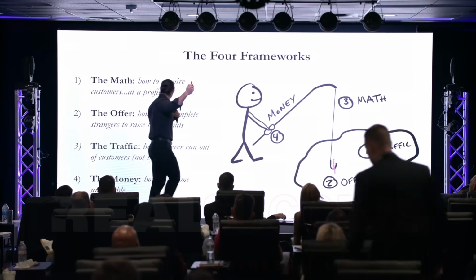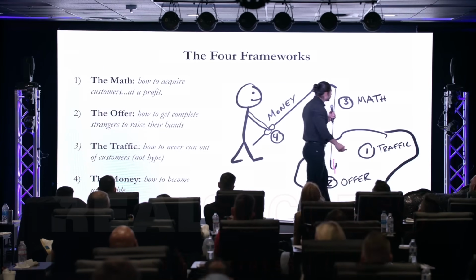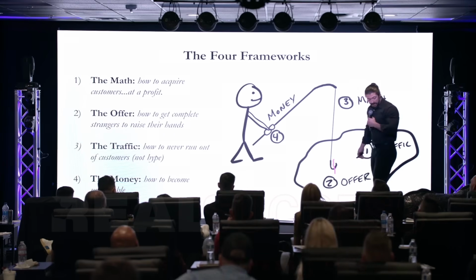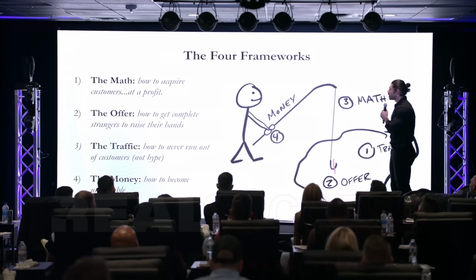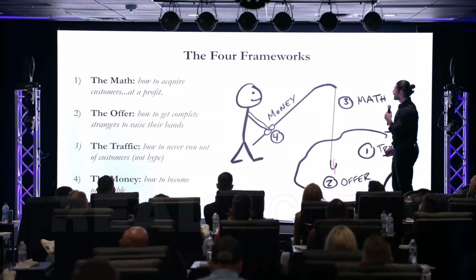We got the math, how to acquire customers at a profit. The offer, how to get complete strangers to raise their hands and give you money. Number 3, how to never run out of customers because there's unlimited different pools that you can go through. And then the money, how to become unbeatable on the back end.